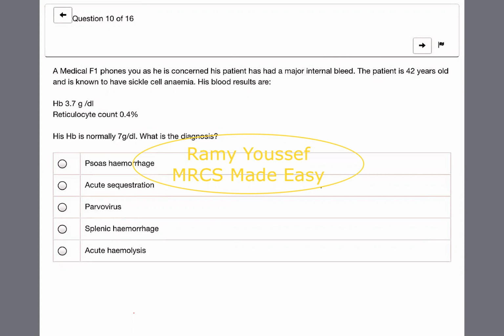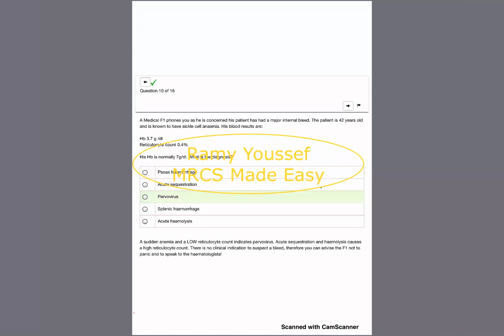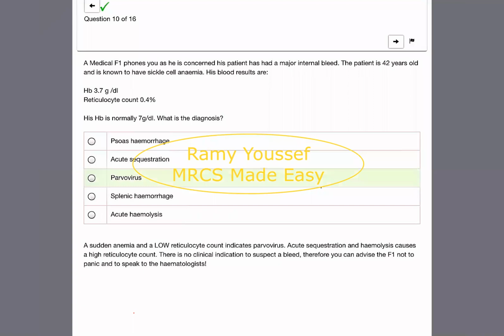My answer is parvovirus because he has a low reticulocyte count. Parvovirus B19 affects the erythroid progenitor cells, so the bone marrow cannot produce RBCs at all, not even reticulocytes. So the reticulocyte count falls, and there is severe anemia. So it is parvovirus. He just said here, low reticulocyte count indicates parvovirus infection, and sequestration and hemolysis cause a high reticulocyte count, but infection by parvovirus may cause this picture in sickle cell anemia.